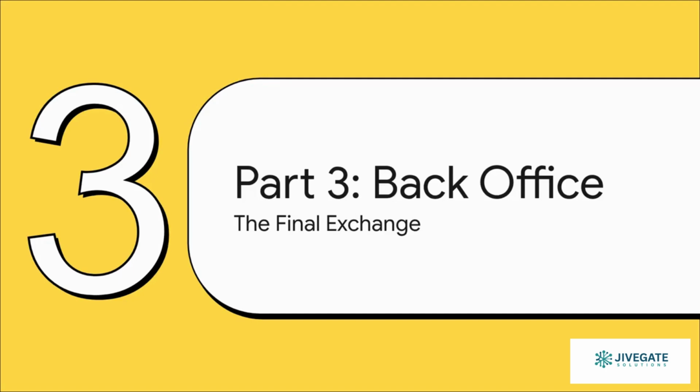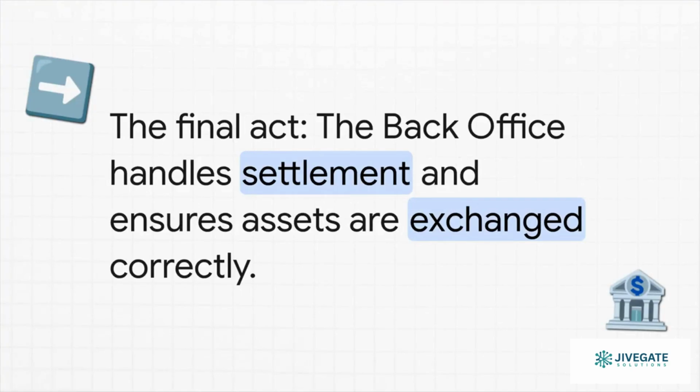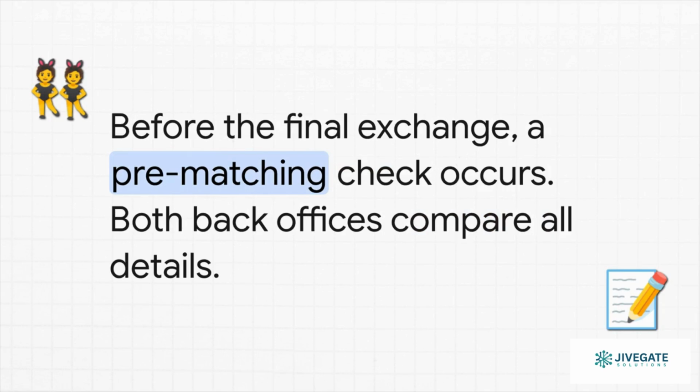And that, my friends, brings us to our final act, the back office. All the agreements have been made, all the details are confirmed, now it's time for the assets to actually move. So the back office is basically the fulfillment center. They are responsible for the final settlement. Their entire job is to make absolutely sure that Investor A's $250,000 and Investor B's 10,000 shares end up in exactly the right hands. Before this final, totally irreversible exchange happens, there's one last check. The back offices for both the buyer and the seller get in touch and they compare every single detail one final time to make sure they are in perfect agreement.